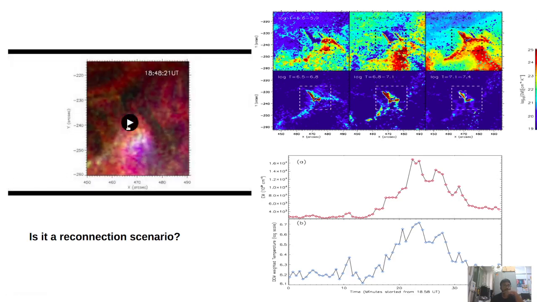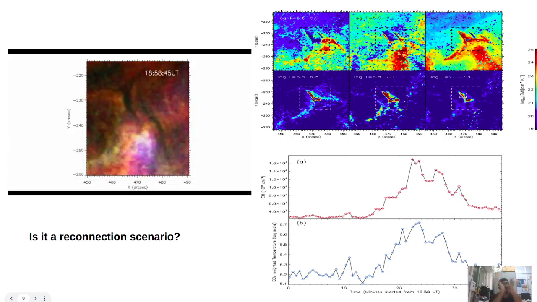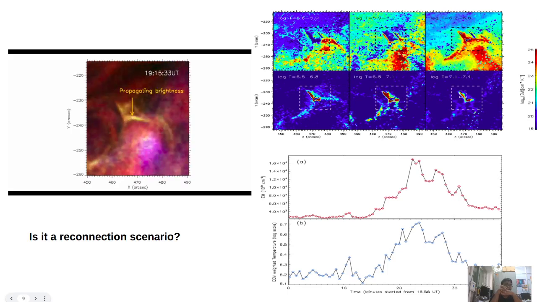So is it a reconnection scenario? Why we are asking is that we are seeing the field lines come close to each other, and then afterwards there is some generation of brightening, which can be due to some heating, right?